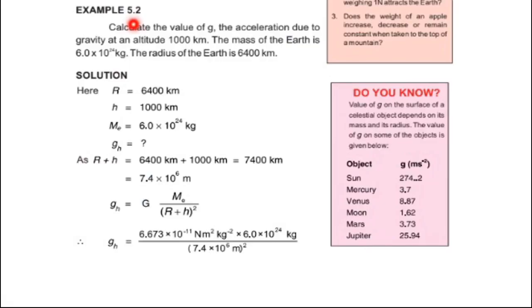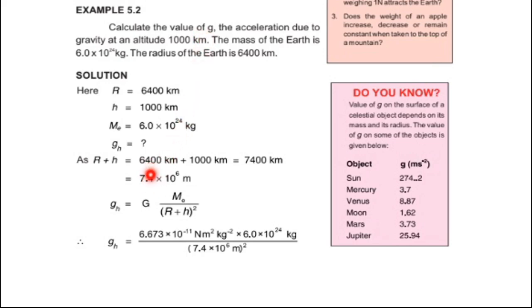Now we have example number 5.2, which says, calculate the value of g, acceleration due to gravity, at an altitude of 1000 km. The mass of the earth is 6.0 multiplied by 10 raised to the power 24 kg. The radius of earth is 6400 km. So R is equal to 6400 km. h is equal to 1000 km. And Me, that is the mass of the earth, is equal to 6.0 multiplied by 10 raised to the power 24 kg. We have to find out gh, or we can say the value of g.